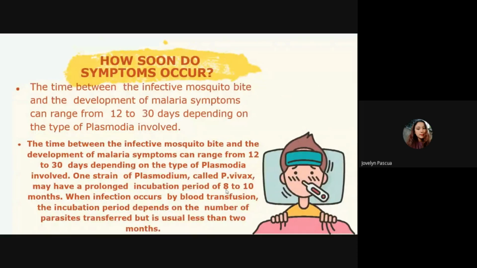How soon do symptoms occur? The time between the infective mosquito bite and the development of malaria symptoms can range from 12 to 30 days depending on the type of plasmodia involved. One strain of plasmodia called P. vivax may have a prolonged incubation period of 8 to 10 months.